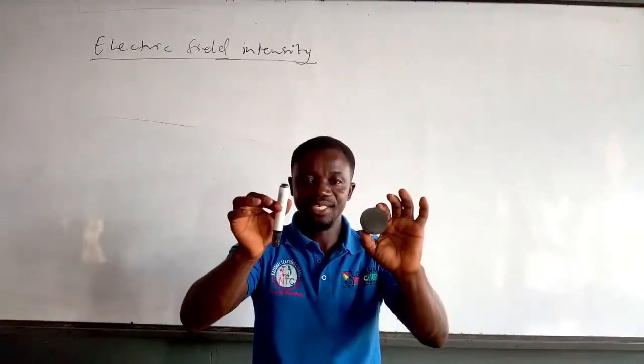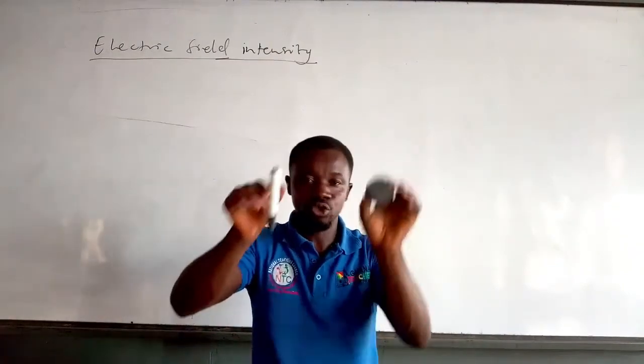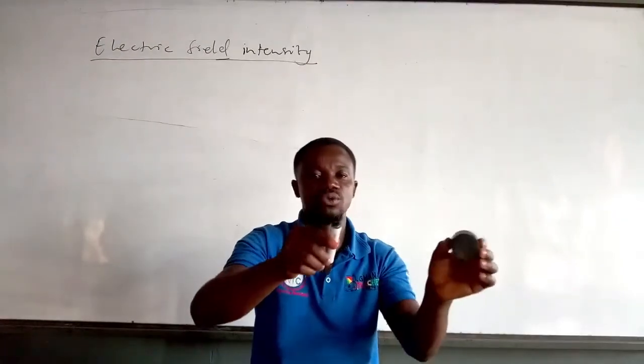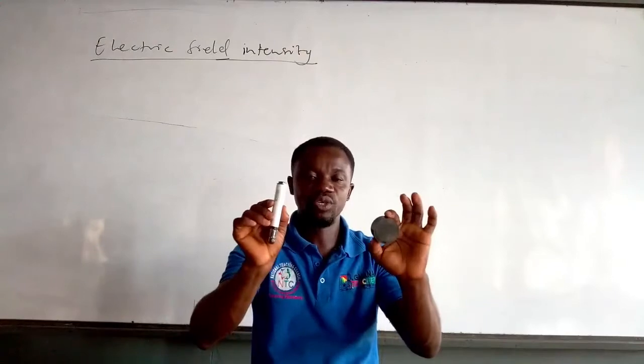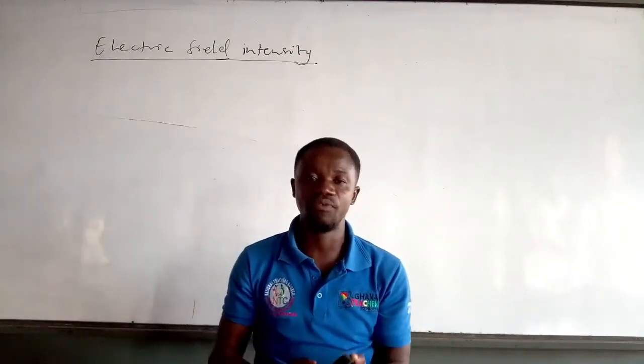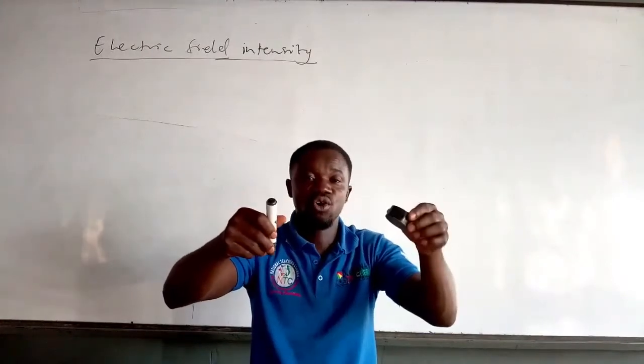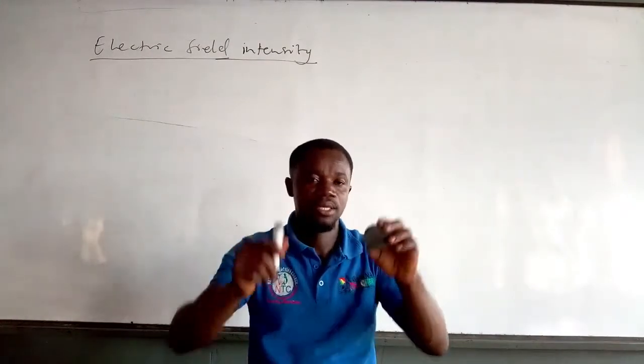The force between two charges is as a result of the two charges present. This charge exerts a force on this charge, and this charge also exerts a force on this. So the force between the two charges is given by Coulomb's force, F is equal to K Q1 Q2 all over D squared, where D is the distance between them.